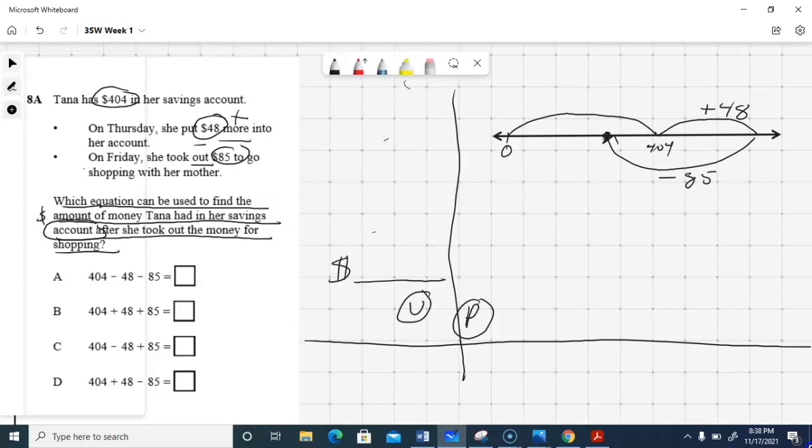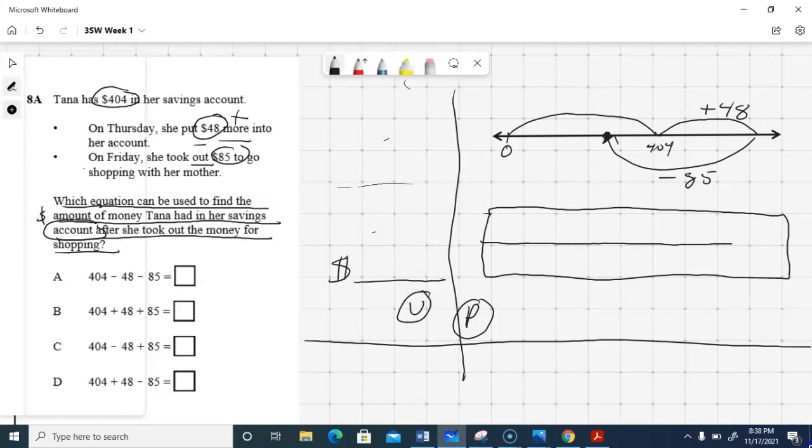Okay, I could also put that into a strip diagram. Let me draw a strip diagram real quick here. It's going to be a little bit unusual. My top part, I'm going to put right here, this is what she started with, 404. Then she added another $48 to her account, but she took out $85 on Friday. And this amount would be how much is still left in her account, the dollar amount that's still left in her account.